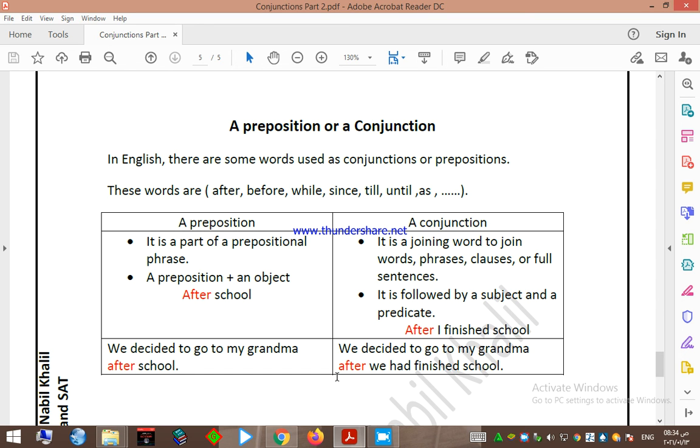But if it's a conjunction, it is a joining word, used to join words, phrases, clauses, or full sentences. It is followed by a subject and a predicate, like "after I finished school." After here, I don't know if it is a conjunction or a preposition, but if you read what comes after, you will find "I" is a subject, "finished school" is the predicate. So if you find a subject and predicate after the word, without thinking, this word is a conjunction, not a preposition.